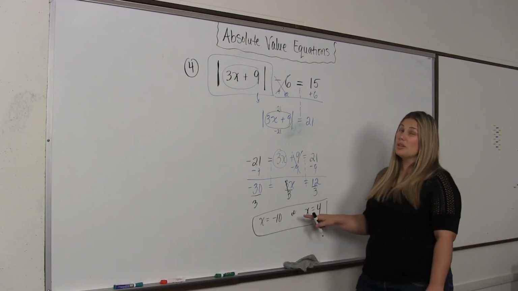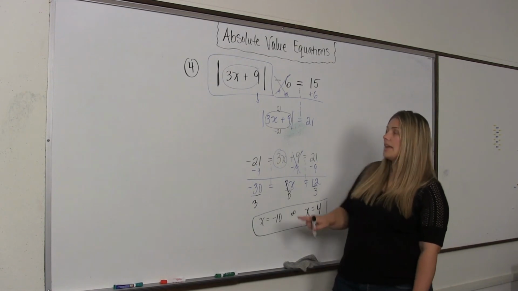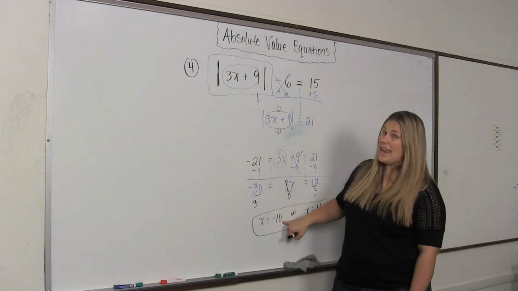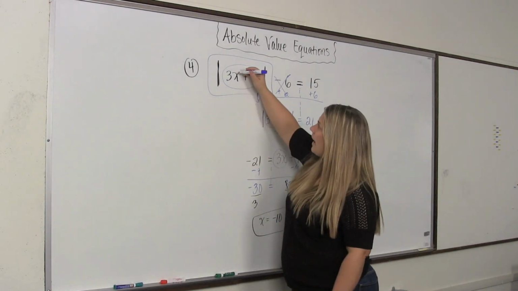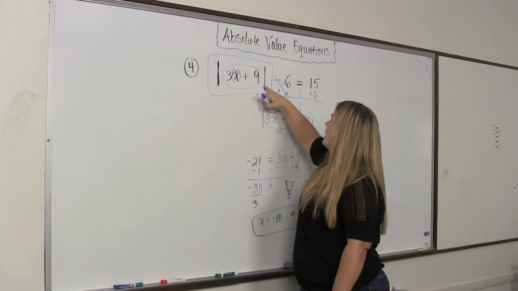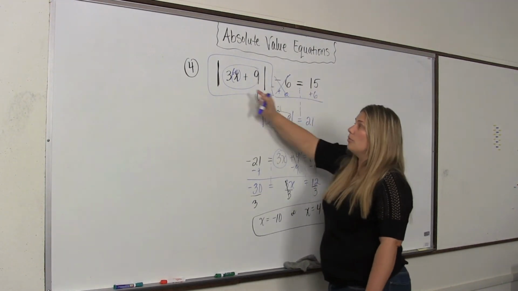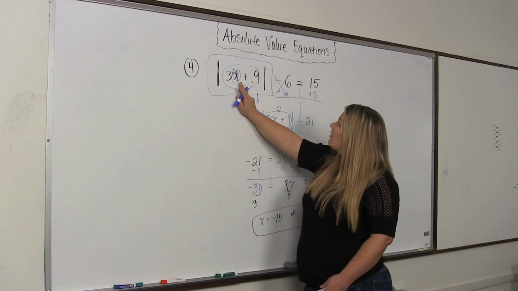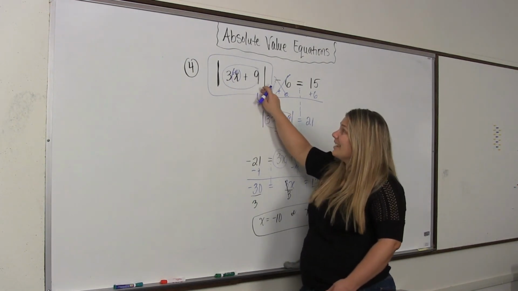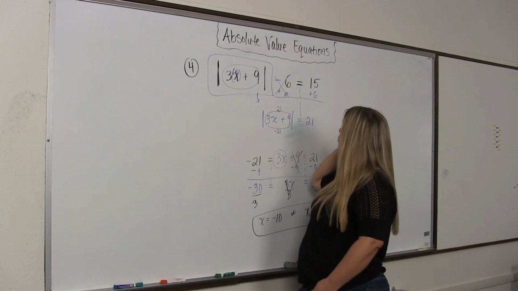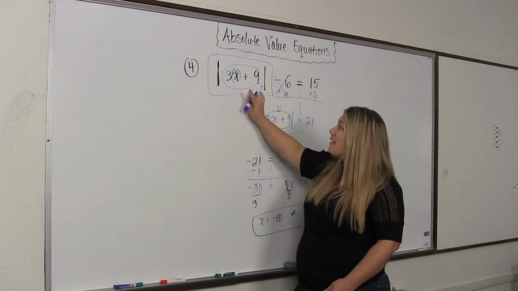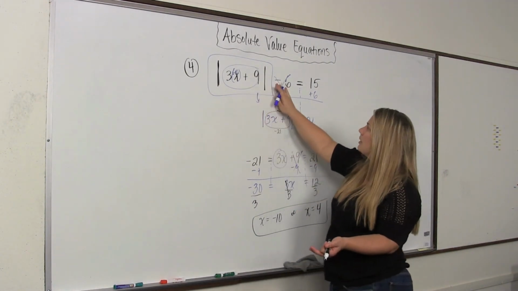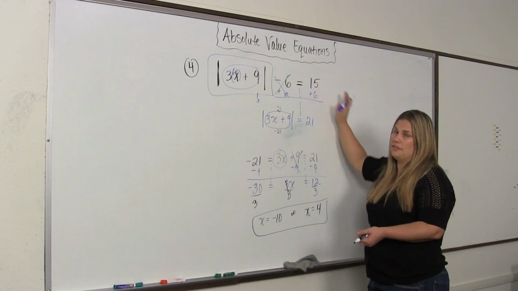Remember, I should be able to double check and plug that number back in, and it should still work. So if I plugged in negative 10 back up here instead of x, this should still all be true. Well, 3 times negative 10 is negative 30, and negative 30 plus 9 is negative 21. The absolute value of negative 21 makes it positive 21, and 21 minus 6 will still get me 15.